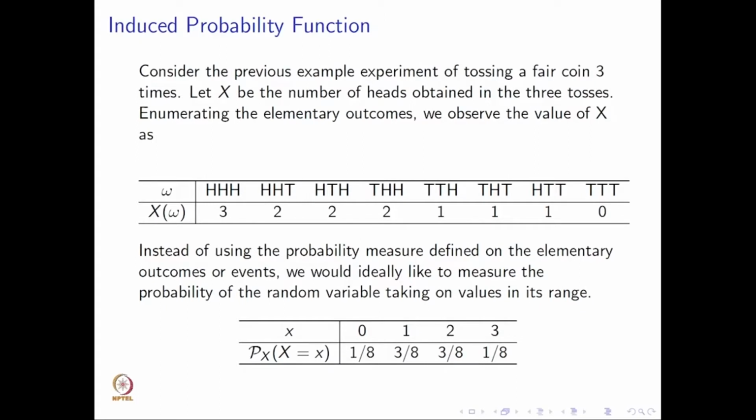This table describes the notion of the induced probability function, which maps each possible value of the random variable to its associated probability value. For example, in the table, the probability of the random variable taking on the value of 1 is given as 3 by 8, since there are 3 elementary outcomes in which only one head is observed, and each of these elementary outcomes has a probability of 1 by 8.